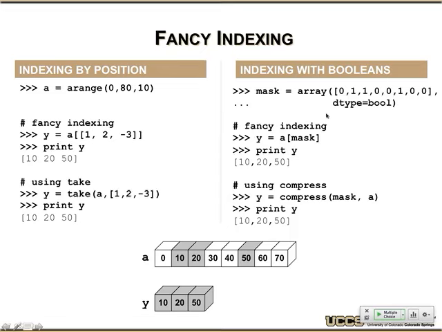I can also do some odd indexing where I use Booleans to say use this dimension or not. Don't need to know that. Probably won't use it much in this class. But you can do that as a mask. And then it's going to say, oh, look, you wanted 1, 2, and 5. So it'll give me 10, 20, 50, because it's going to use this Boolean vector as a mask.